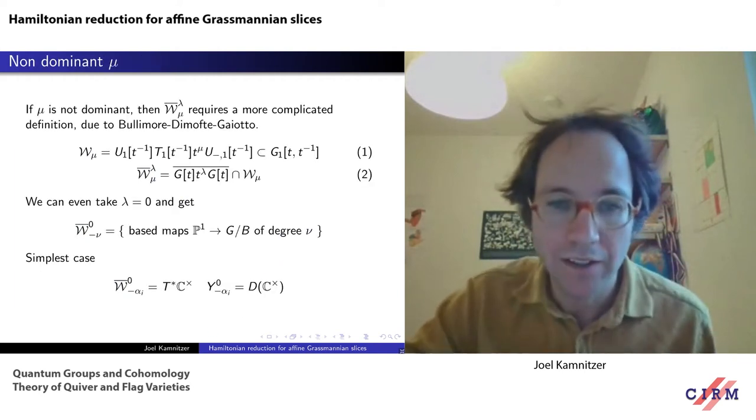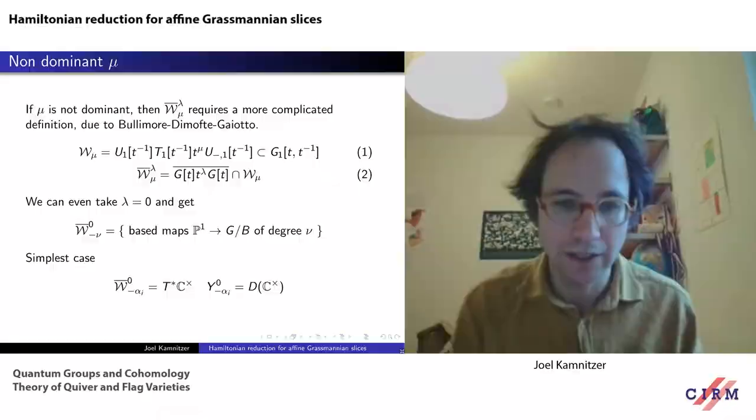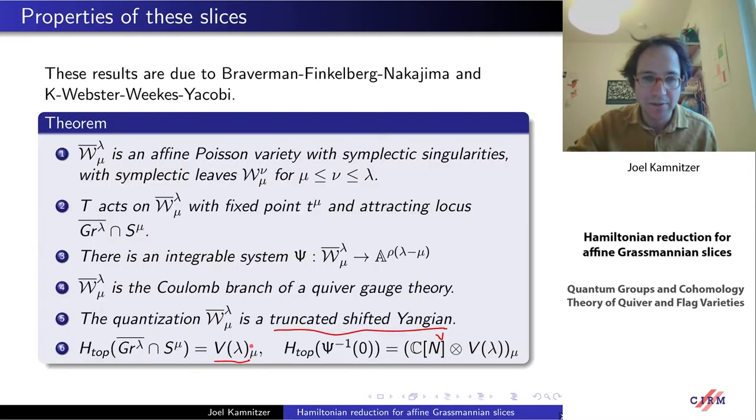So all this so far was the discussion for mu dominant. Lambda is dominant because lambda is related to the highest weights of the dual group. And it's also dominant because that's what parameterizes these G of O orbits in the affine Grassmannian. So it's natural to have lambda dominant, but for mu, for example, going back one slide, this mu weight space here, of course, can be considered when mu is not dominant.